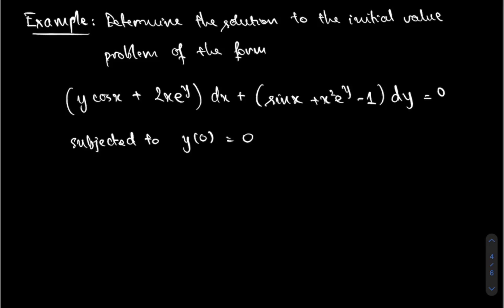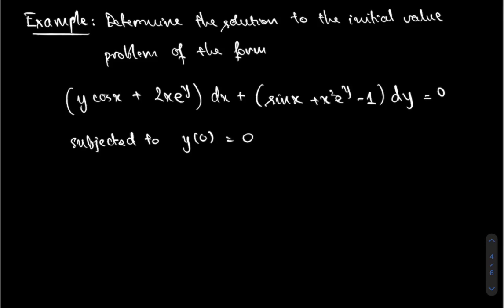Now let's look at another example. In this example, we need to determine the solution to the initial value problem of the form y times cosine of x plus 2x e to the y dx plus sine of x plus x squared times e to the y minus 1 times dy equal to 0. This differential equation is subject to the initial condition y of 0 equal to 0.